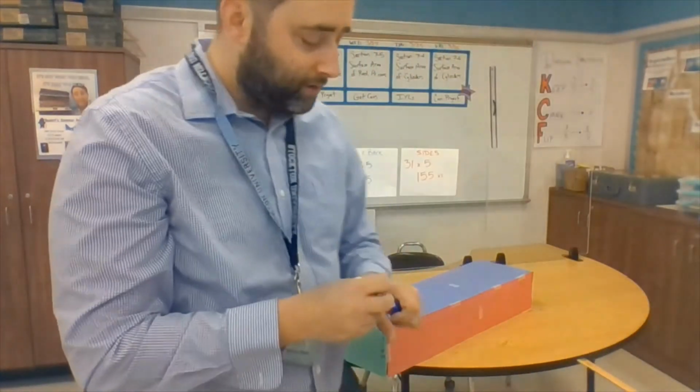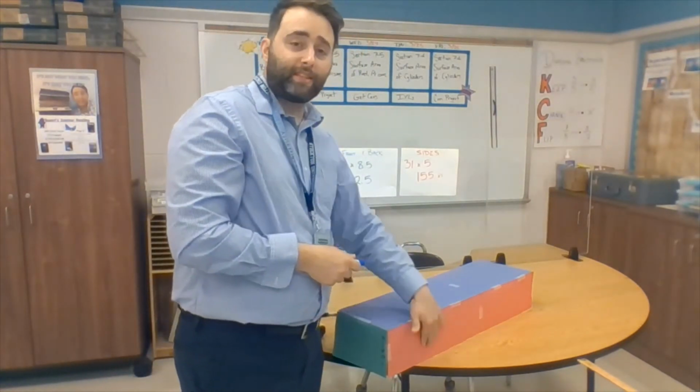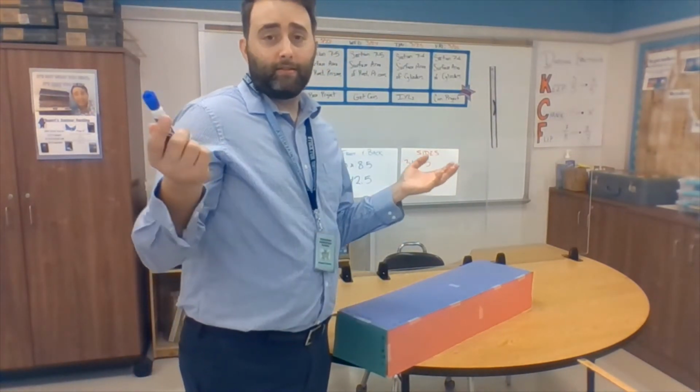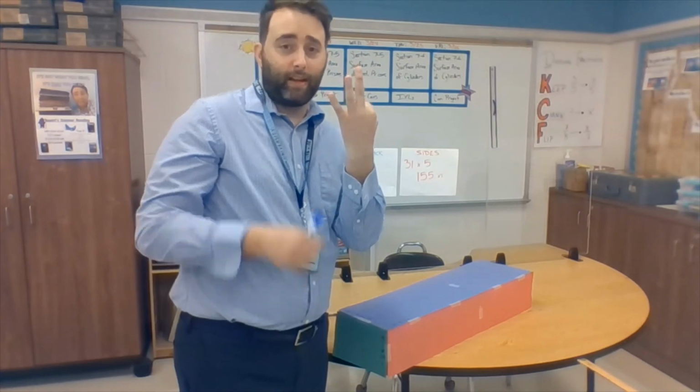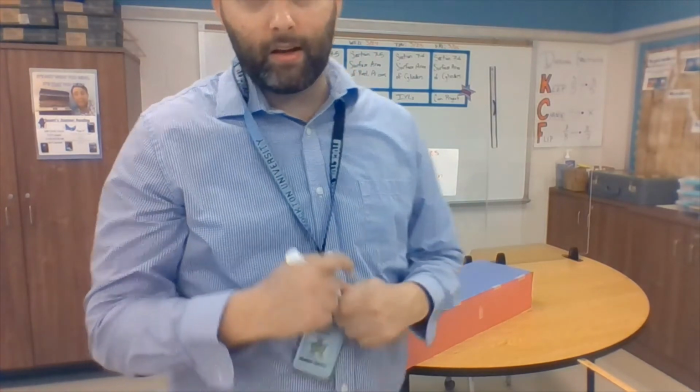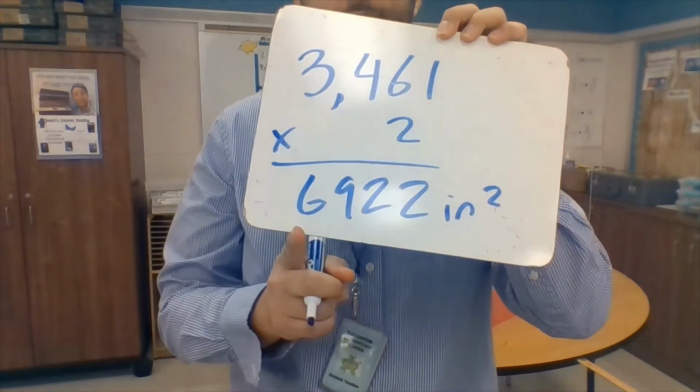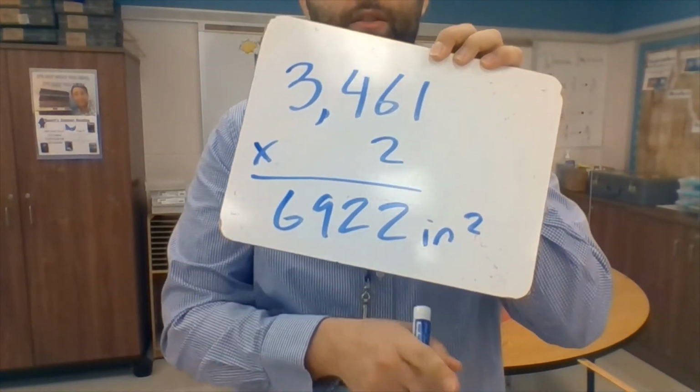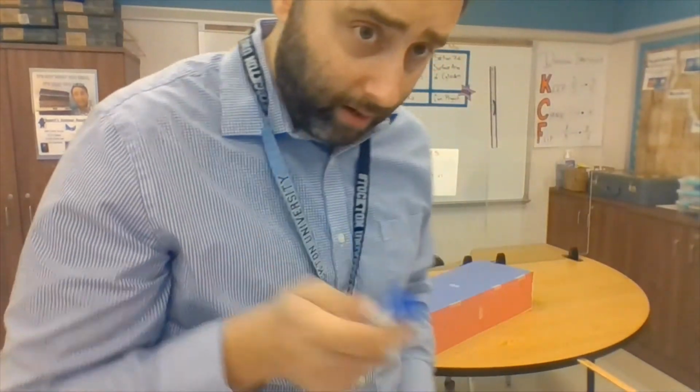Okay, I've only found the surface area of the top, the side, and the front. So if I found the surface area of 3 sides, and I need to find 6, take that number, multiply by 2. Okay, simply put, take the number, multiply by 2. 6,922 inches squared. My final answer for my box. Squared because we're talking about area.